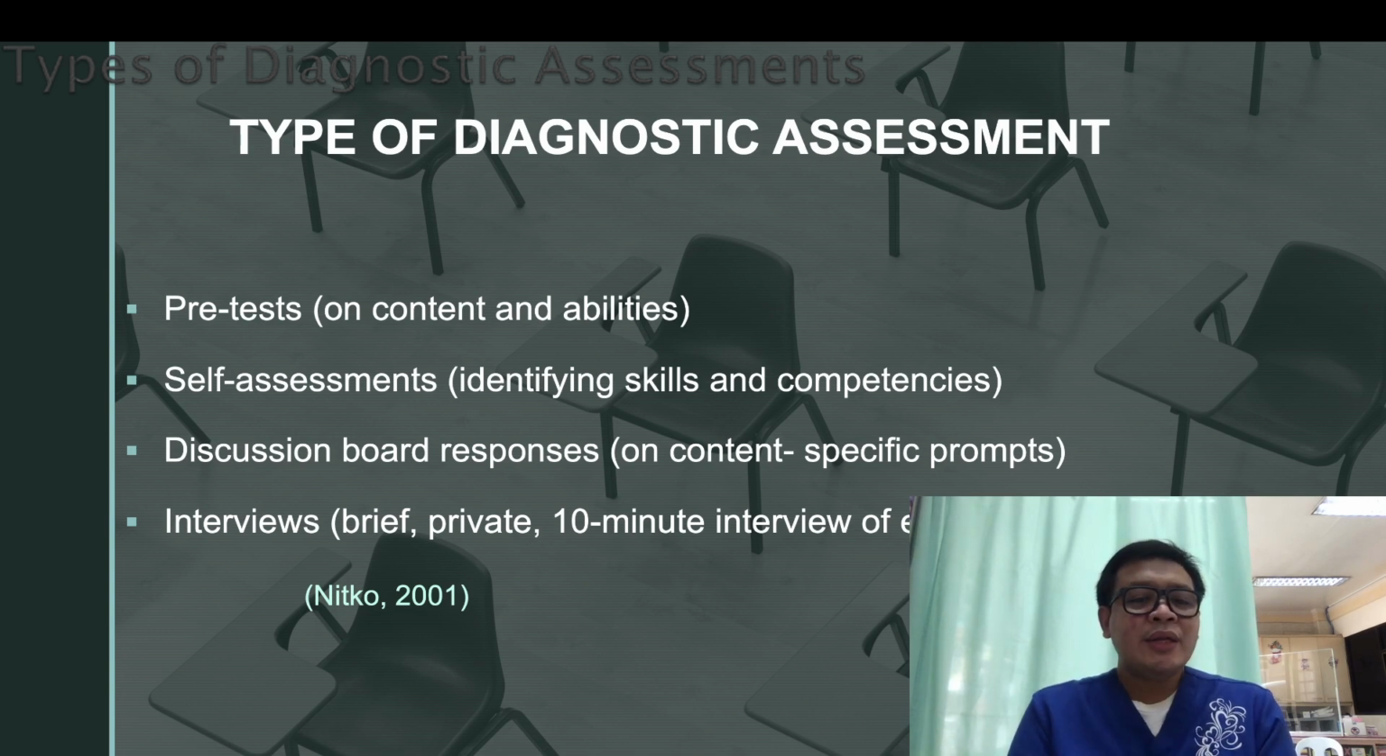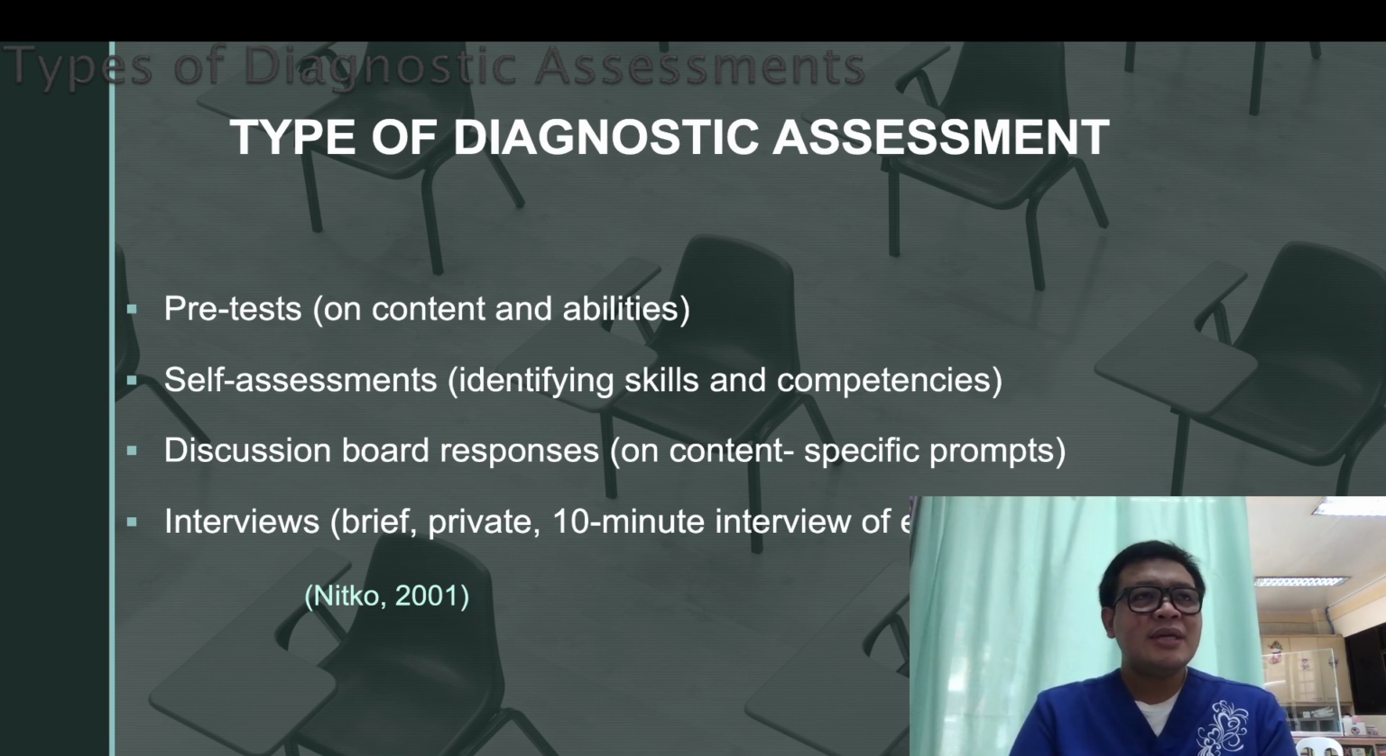So there are types of diagnostic assessment as well, okay? That's according to NITCO of 2001. First, you have to do pre-testing. It's very important that pre-tests are given so that we will be able to determine if our students know the lesson, or which particular lesson we should focus on with a discussion. So this is the content and abilities.